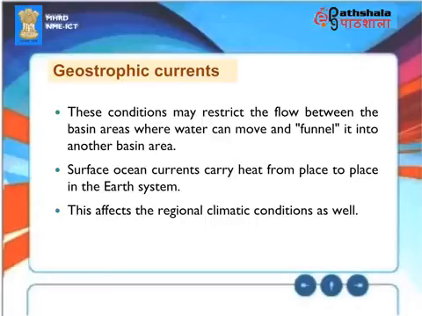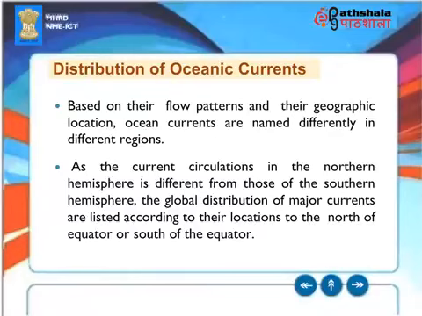Surface ocean currents carry heat from place to place in the Earth system. This affects the regional climatic conditions as well. Distribution of oceanic currents. Based on their flow patterns and their geographic location, ocean currents are named differently in different regions. As the current circulations in the northern hemisphere are different from those of the southern hemisphere, the global distribution of major currents are listed according to their locations to the north of the equator or south of the equator.